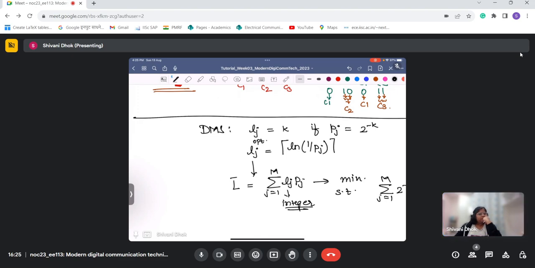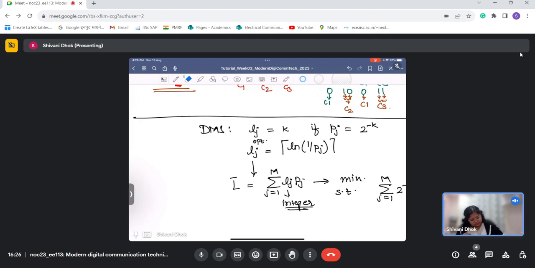It is the ceiling function, 3. Lj equals 3. But why are you using a ceiling function? Because 2.5 does not make sense. The length should be an integer value. If it is coming as 2.5, I can't transmit it using 2 bits. I need to transmit it with a minimum of 2.5, meaning the nearest higher integer. That's why I am using a ceiling operation, right?